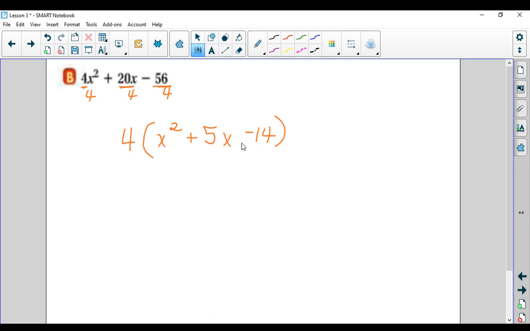You can then check to see if this factors because A is 1. But right now, I just want you to leave it here because this does factor more.